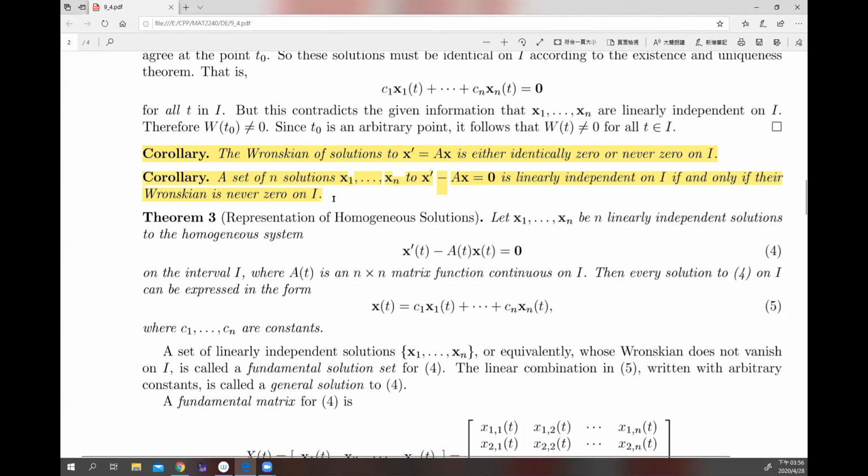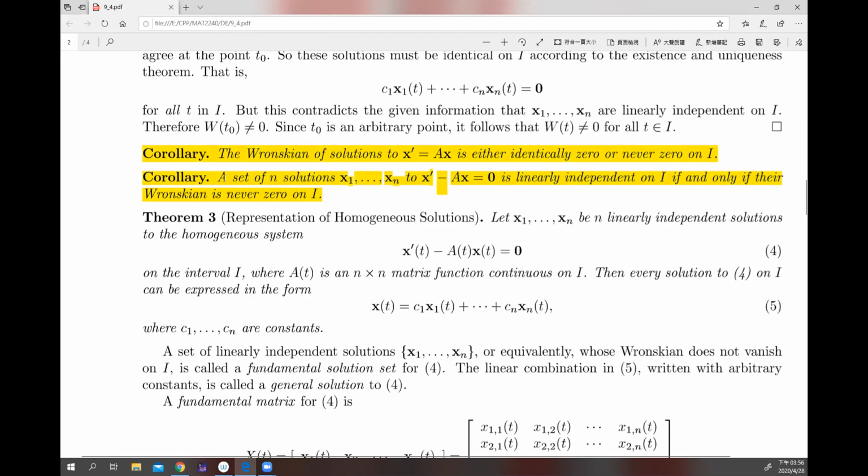All right, so next we have two corollaries. Let's look at them together. They're basically saying the same thing. Let's look at the first one. The Wronskian of the solution of x prime equal to Ax, the homogeneous case, x prime minus Ax equal to 0, is the same thing as saying x prime is equal to Ax, is either identically 0 or never 0 on I. Meaning if it's never 0, that means they are linearly independent. If it's identically 0, that means they are linearly dependent.